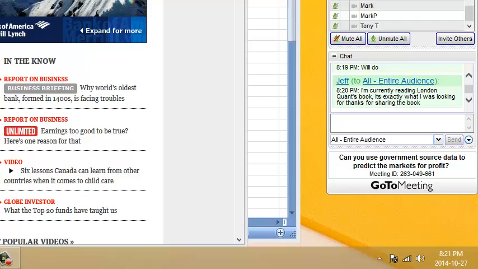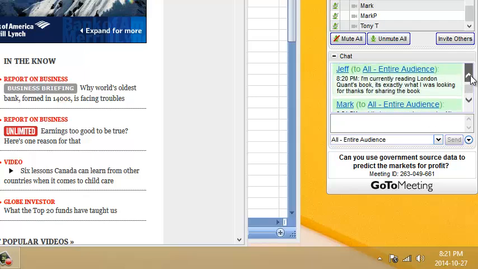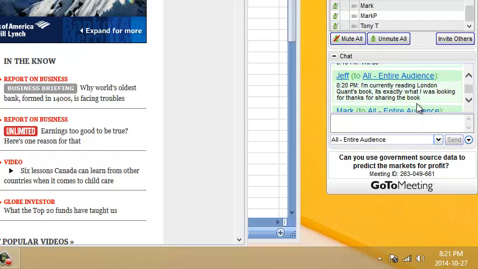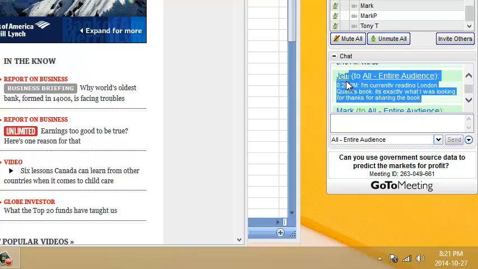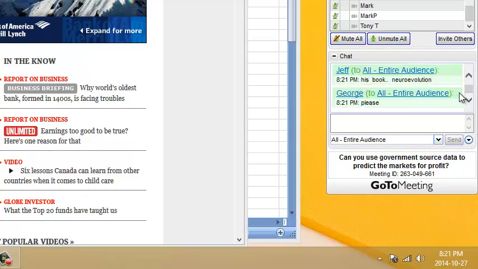Right. So Jeff says he's currently reading Lenin Kwan's book, which is exactly what he's looking for, and he says thanks for sharing the book. Let me ask you, Jeff, how do you see it working for you? I'm just trying to get people to convince me of machine learning myself. What is Lenin Kwan's book? I can't remember it. Neuroevolution, his book. Okay.